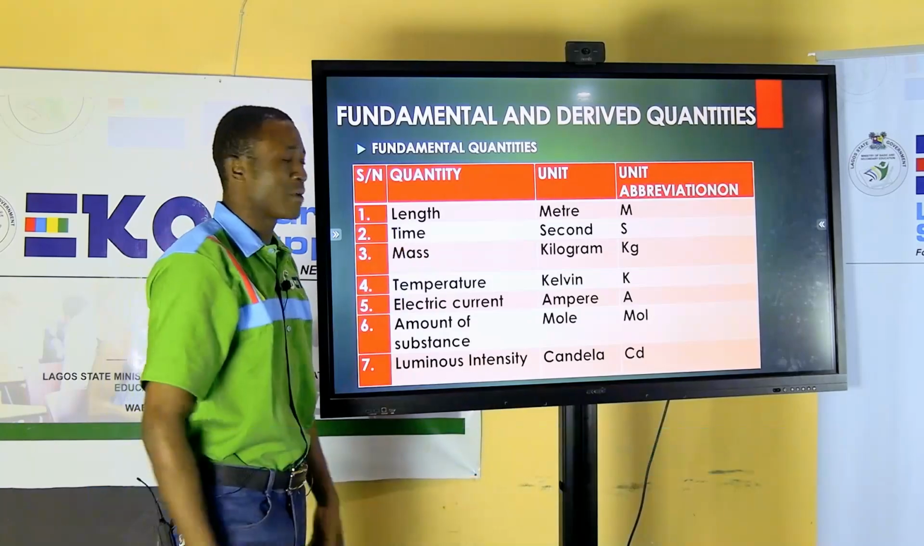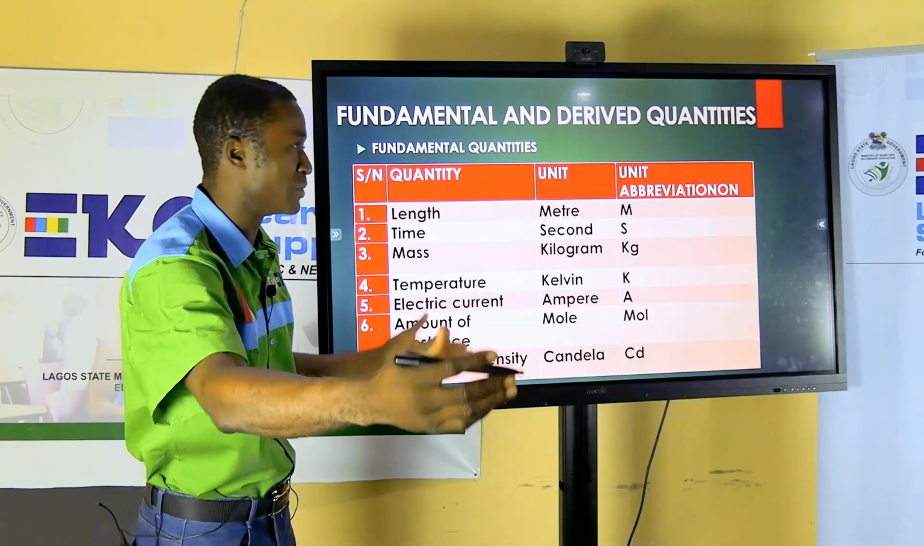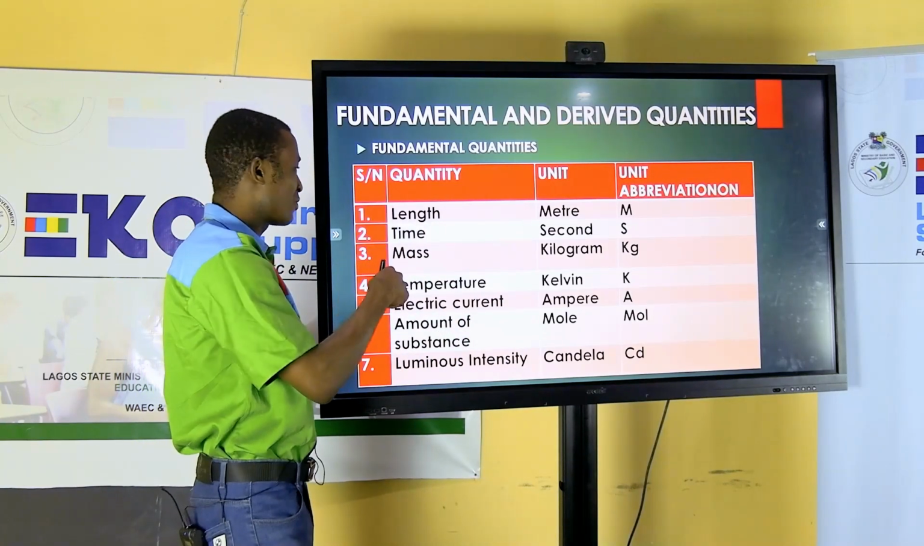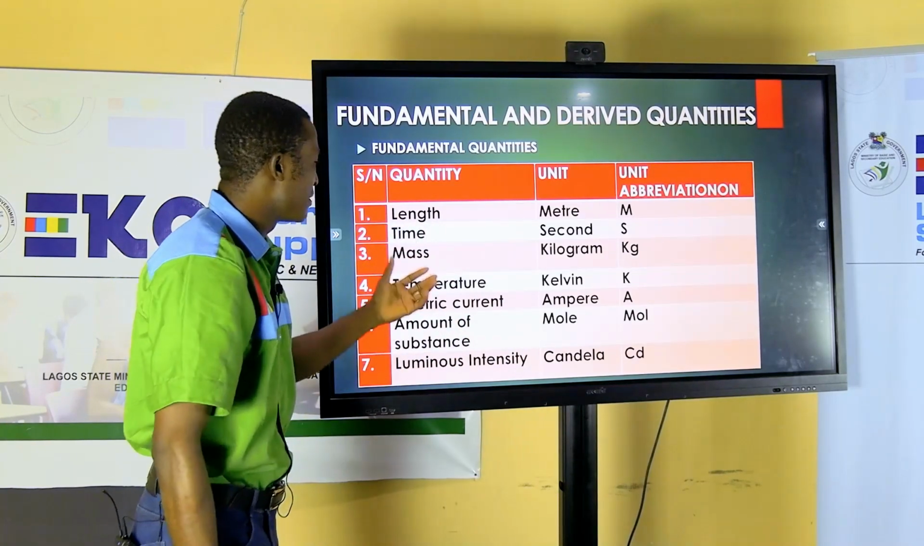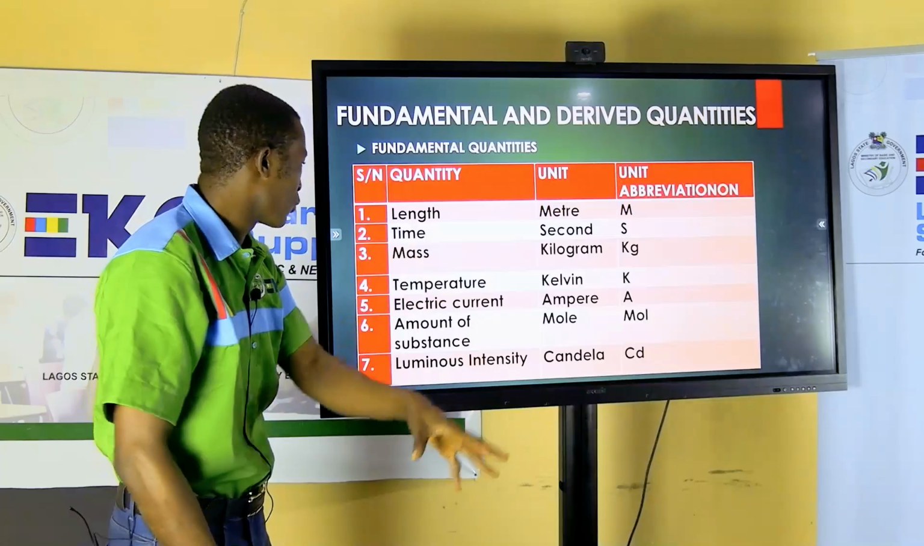The next, we talk about time. Time is the interval between 2 events. You measure it. When did that incident happen? And when did the other incident happen? So the interval between 2 events is called time. So it's a fundamental quantity. The other one is mass. Mass is talking about the quantity of matter in an object. It is a fundamental, the basic quantity.